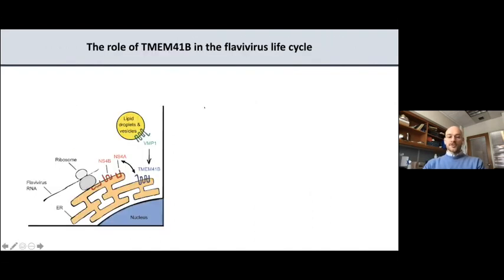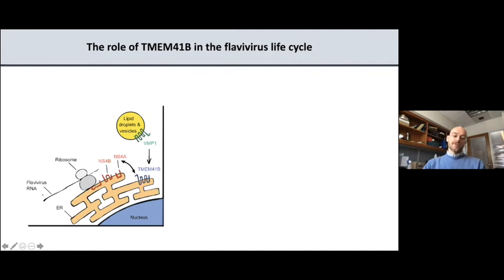So the innate immunity is rather a consequence of the aborted replication. So bringing this all together, that's our working model for TMEM41B for the flavivirus life cycle. And we think it's very similar to the coronavirus life cycle, as they are both positive RNA viruses, and they like to remodel membranes to build basically shielded replication complexes.